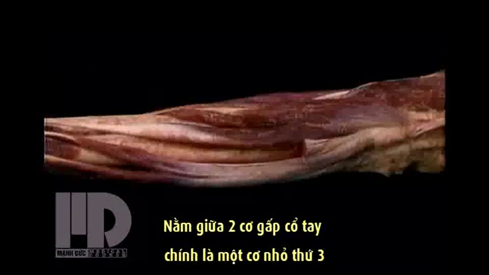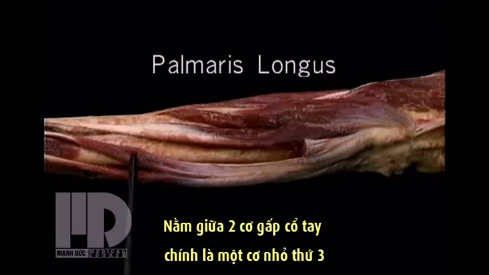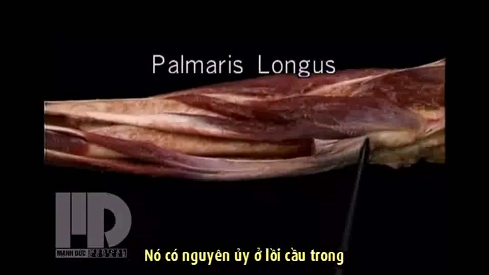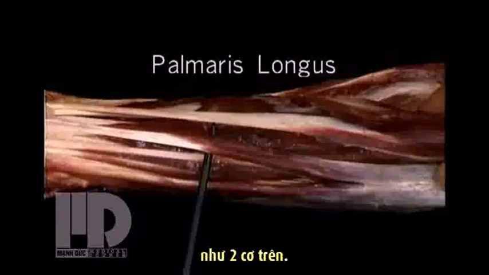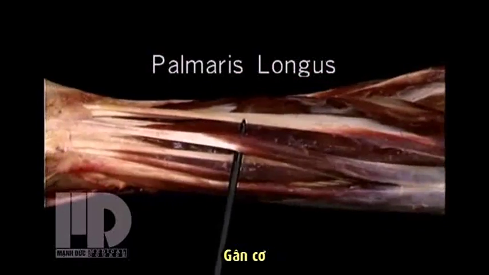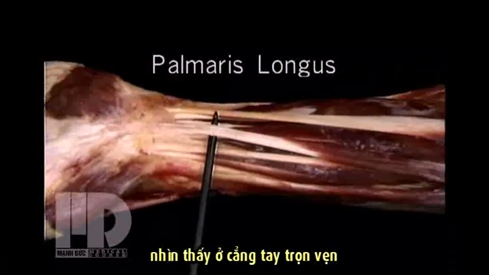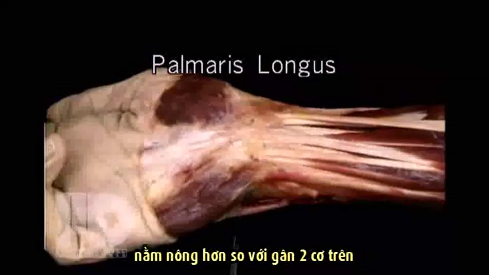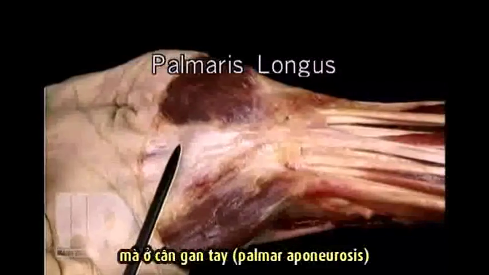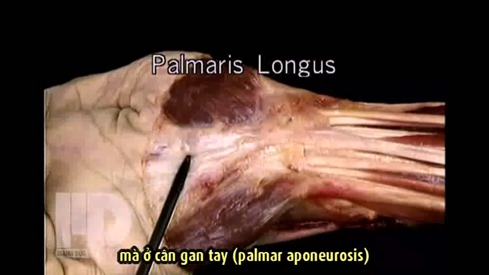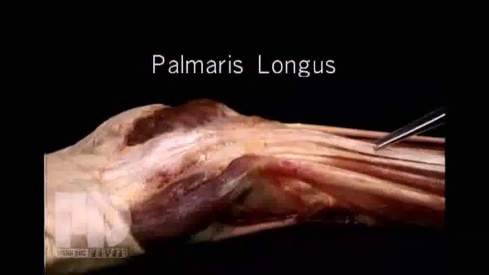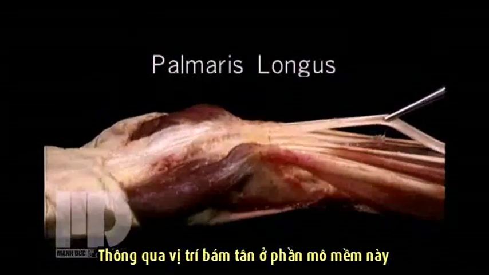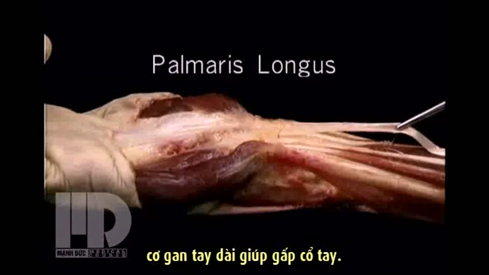Lying between these 2 main wrist flexors is a 3rd small one, palmaris longus. It arises from the medial epicondyle like the other 2. Its tendon, seen here in the intact forearm, lies superficial to all its neighbors and inserts not into bone, but into this dense layer of fascia, the palmar aponeurosis, which covers the palm of the hand. Through this soft tissue insertion, palmaris longus helps to flex the wrist. It's frequently absent.